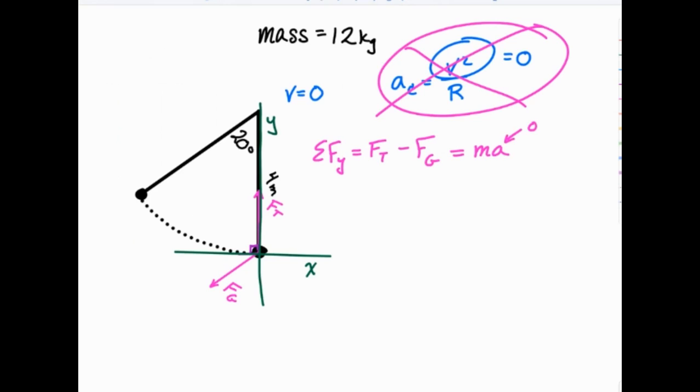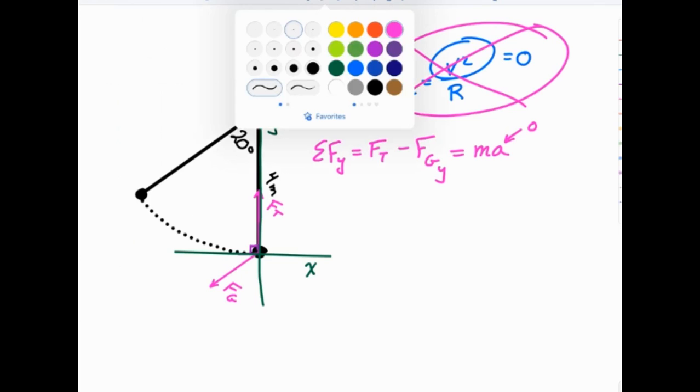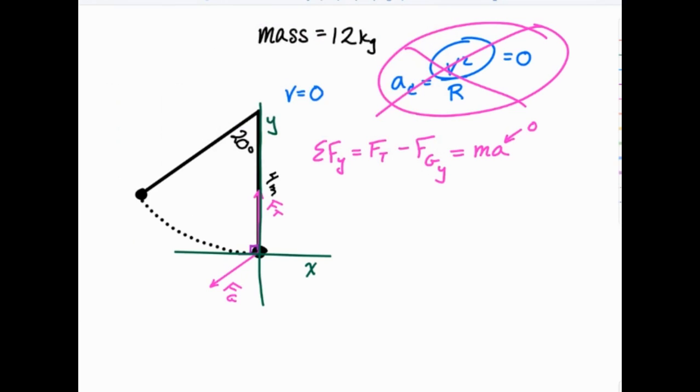And then for my sum of my forces in, and this is going to be FGY. I need to be careful there. Because not all of gravitational force is going this direction. But I'm going to say FGY, that's going to be how much is going in that direction. And then I will also have an FGX going in the X direction.